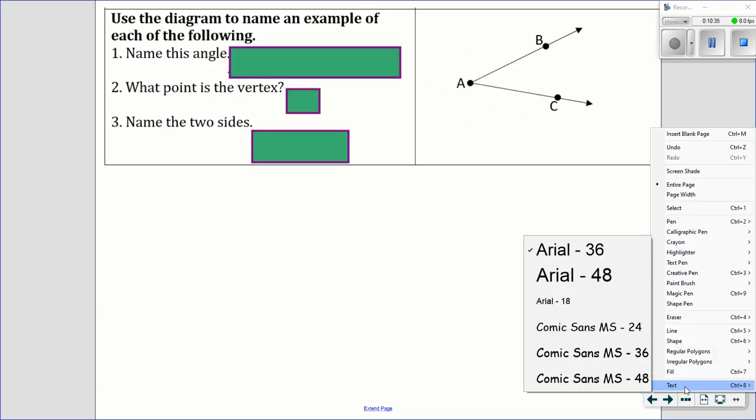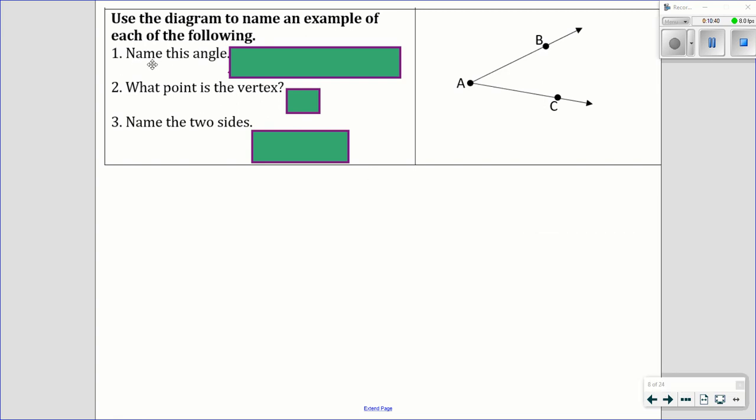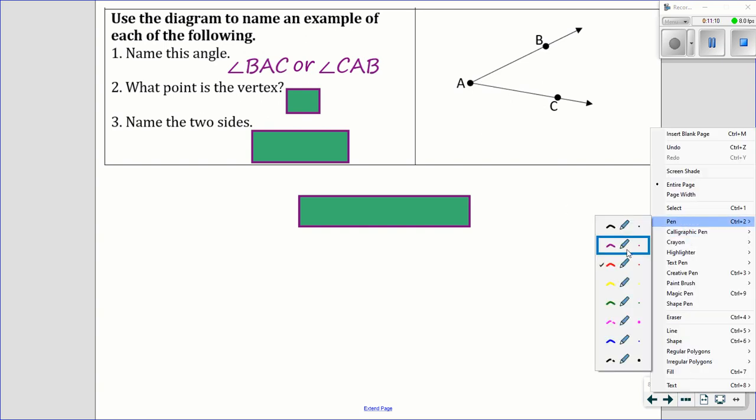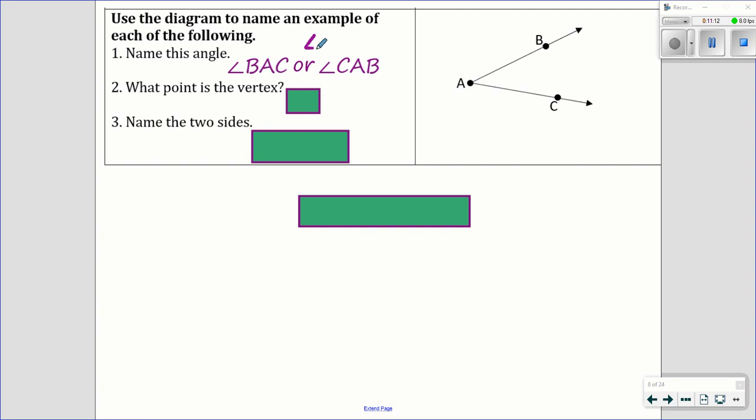Alright, so they say use a diagram to name an example of each of the following. So they say name this angle. So there's 2 ways to name this. I can name it by the points that are on the line or by the vertex. So this one is angle BAC or CAB. I can also call it angle A, if there's not another angle sharing that same endpoint. I'm going to write angle A.